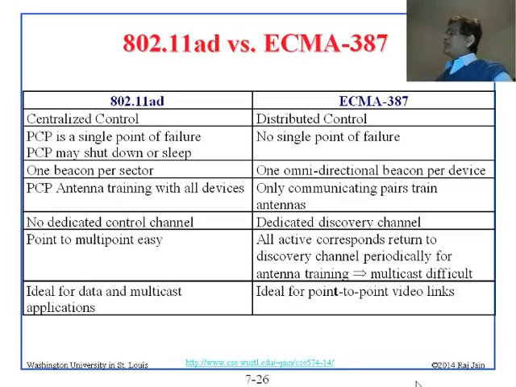Ideal for data and multicast applications. This is designed by IEEE for data. This is designed by ECMA for video. Video is point to point, data is point to multi-point. Okay.